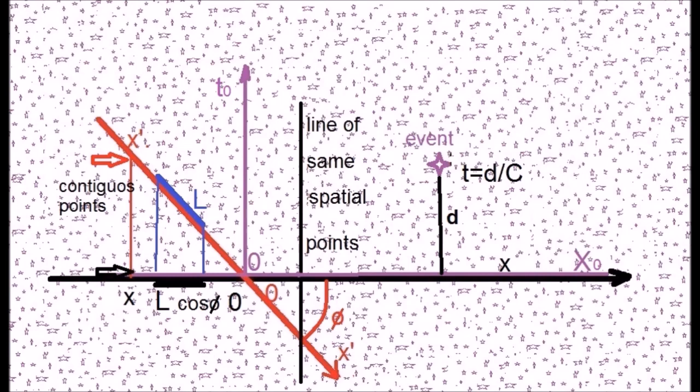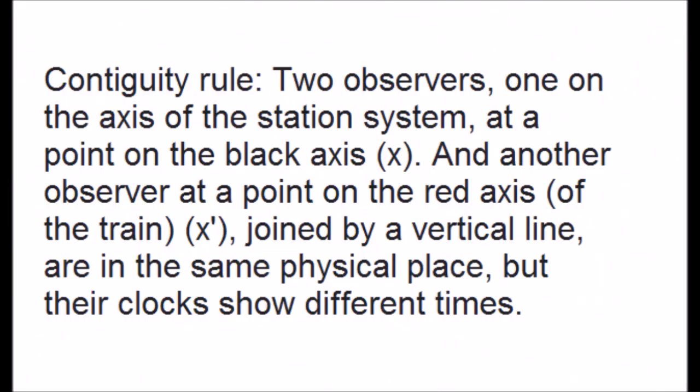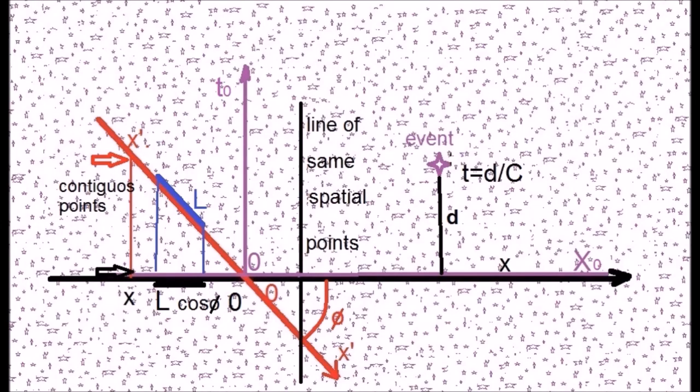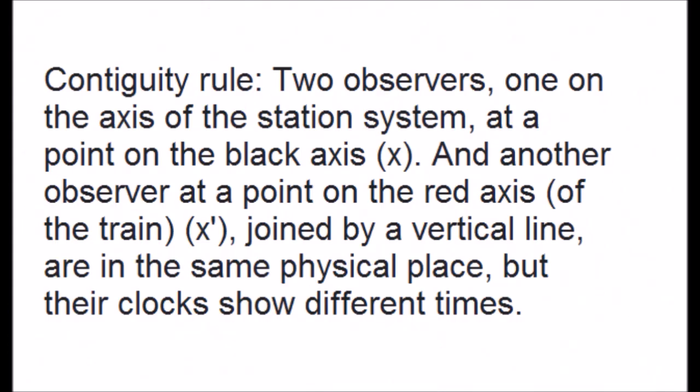They are at the same point but marking different times. These points represent two observers, one in the train system and one in the station system, that are facing each other. The station observer can see the measurement on the train observer's meter stick and the measurement on his watch. Then we can state the following rule. Contiguity rule. Two observers, one on the axis of the station system, at a point on the black axis, x, and another observer at a point on the red axis of the train, x prime, joined by a vertical line, are in the same physical place, but their clocks show different times.